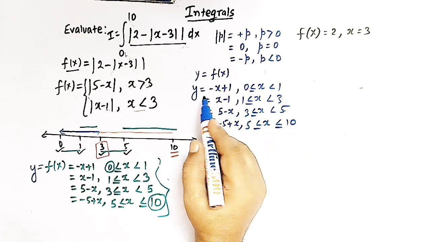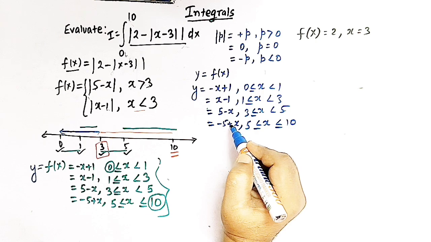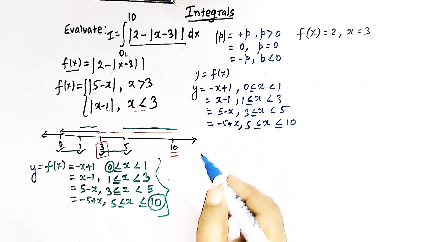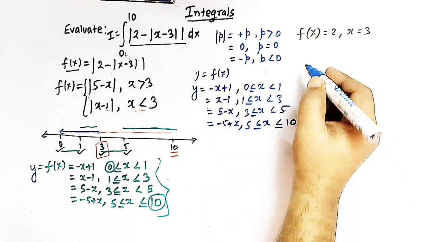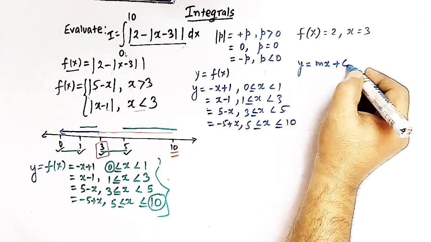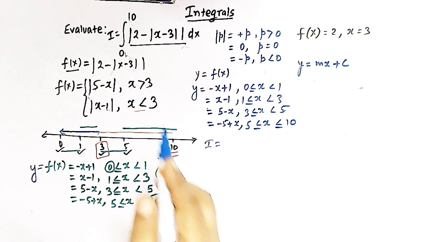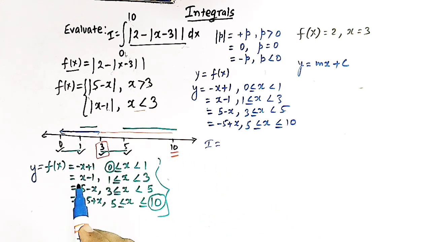So here this function y is a linear function, right? And here these 4 equations represent the equations of a straight line, and these equations are of the form y is equal to mx plus c. So now the value of this integral I can be represented as a sum of four integrals.